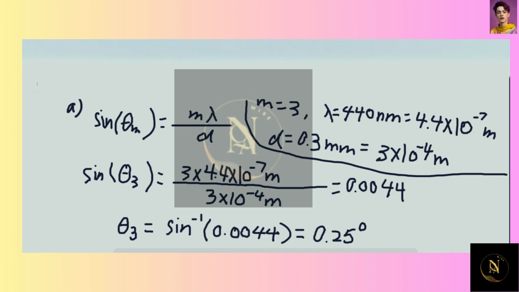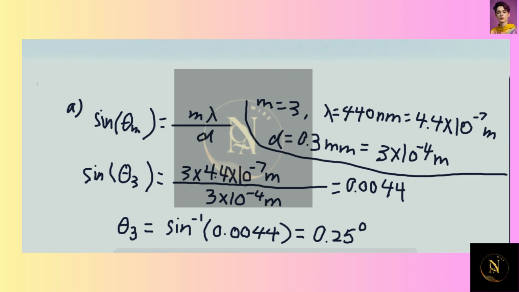And then d here is just the separation between the two slits, which is 0.3 millimeter, and 1 millimeter is 10 to the negative 3 meter. So 0.3 millimeter is equal to 3 times 10 to the negative 4 meters. So we get all the data, and sine theta 3 equals 3 times 4.4 times 10 to the negative 7 meter divided by 3 times 10 to the negative 4 meter, and the value is 0.0044. And that's the value for angular deflection.